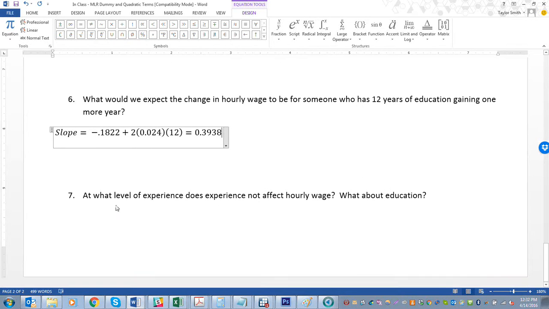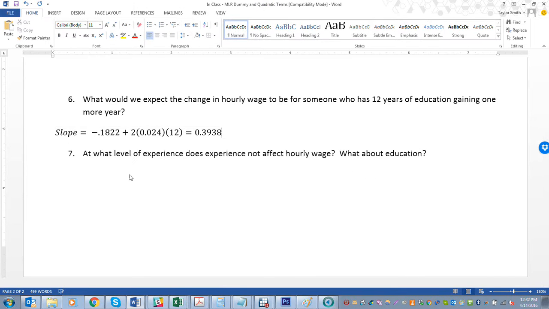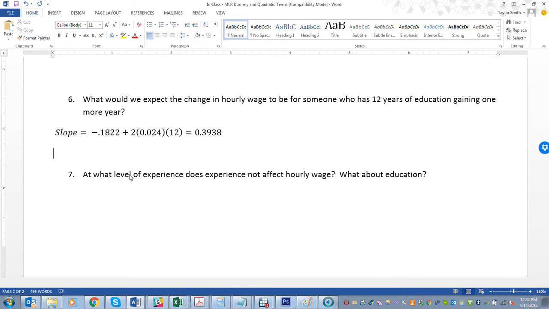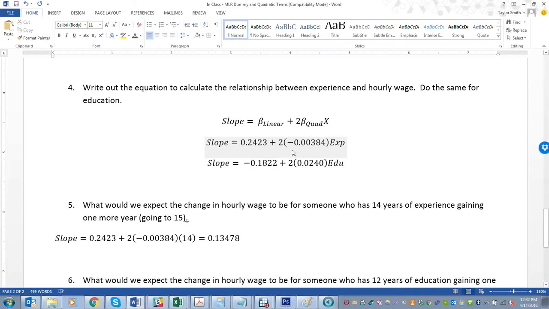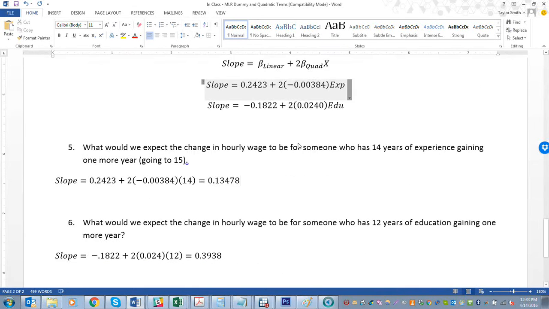Okay. Finally, question 7. At what level of experience does experience not affect the hourly wage? What about education? Well, what does it mean to not affect hourly wage? Remember, the effect is the slope. So if you're not affecting hourly wage, that means the slope is equal to 0, right? There's no effect. And so if that's the case, then we have an equation for the slope up here in question 4. We have 2 equations for slope. What we're going to do is set each of them equal to 0.